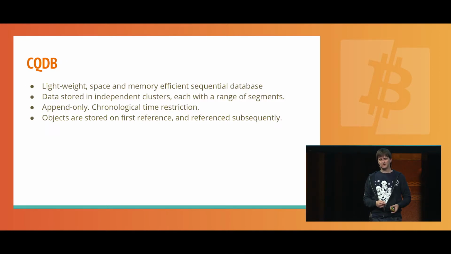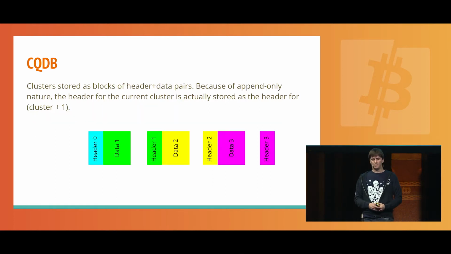So CQDB is lightweight, space and memory efficient, and it's a sequential database. So it's append only. You cannot go back and change anything. You can only add to it, and it's restricted to chronological order. So objects are stored on first reference, and then afterwards they're always referenced back throughout a single cluster. A tricky thing here is that when you store this data, it's just written once, and then it's never changed again.